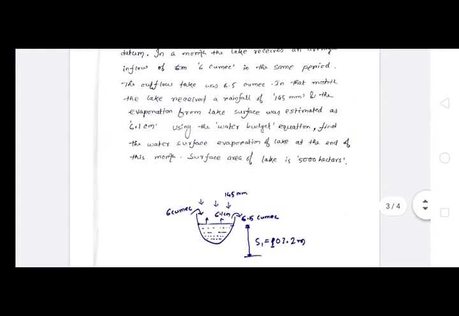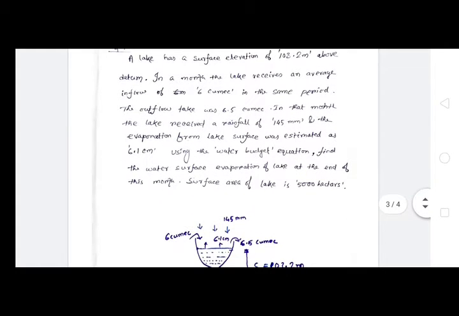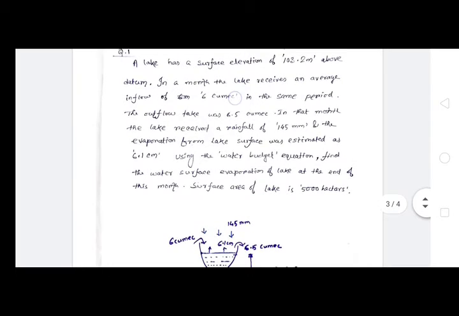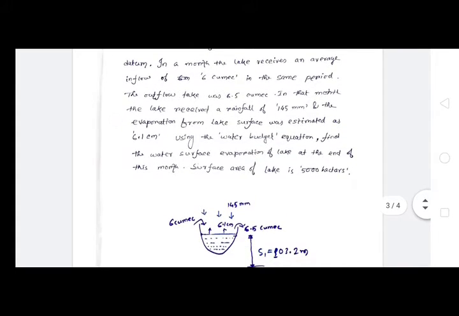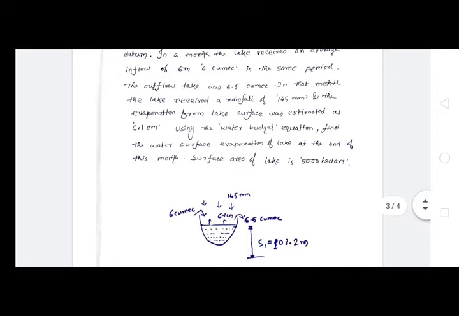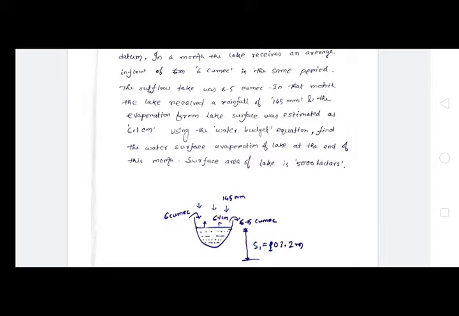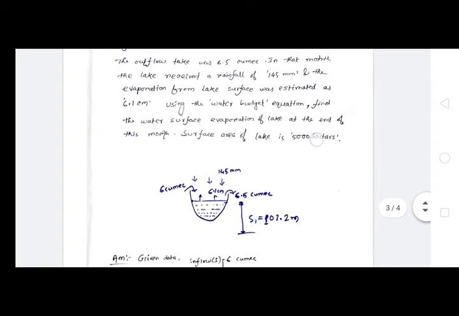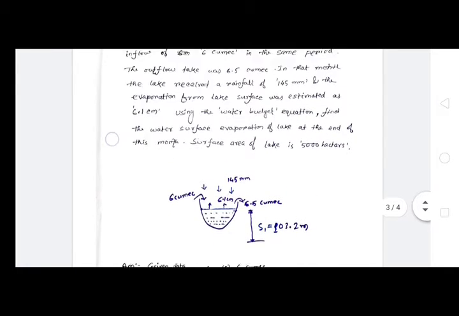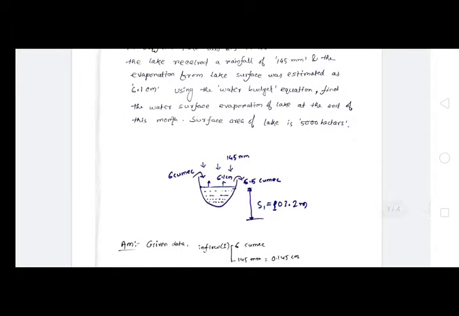So here you can see all the units of inflow and outflow are mostly different. This is cubic outflow, the precipitation is in mm, evaporation rate is in centimeter, and surface area is in hectare. So if I am using SI units, we have to convert to the same unit.